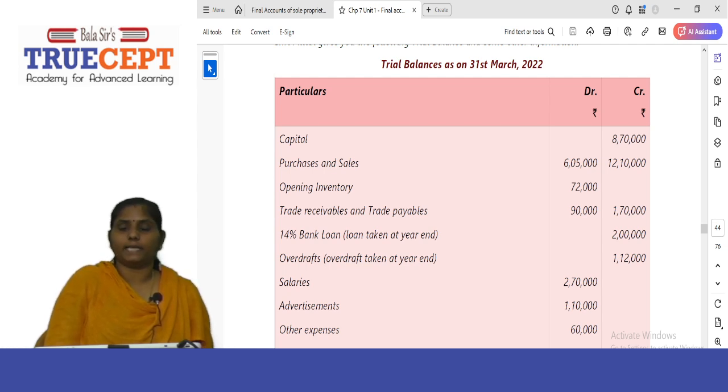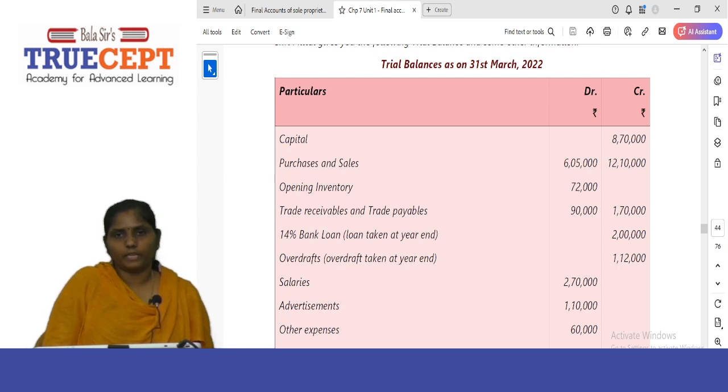Then comes purchases and sales. Remember, separate items they will give, right? Purchases separate line item and sales separate line item. Here they've combined purchases and sales. So which is your purchase? The amount on the debit column is your purchase and amount on the credit column is your sales. So purchases debit balance, sales credit balance. Don't forget that. So purchases 6,05,000 and sales is 12,10,000, right?